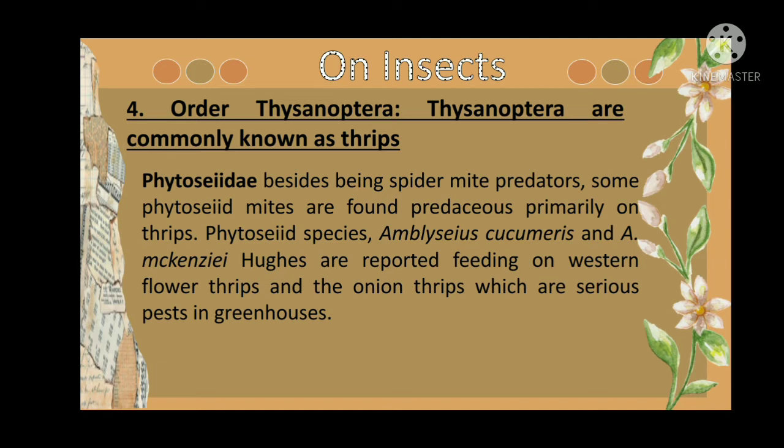Phytoseiidae, besides being spider mite predators, some phytoseiid mites are found predaceous primarily on thrips. Phytoseiid species Amblyseius cucumeris and A. mckenziei are reported feeding on western flower thrips and the onion thrips, which are serious pests in greenhouses.